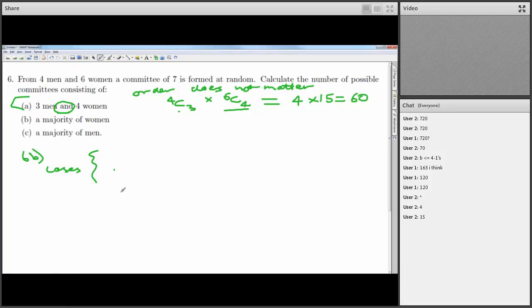So first of all, what are some of the cases? We've got to have men and women. So give me a case. How many men and women would you have to have to get a majority of women, which means more women than men? Okay, so you can have 3 men, 4 women. That would be a majority. Yep. What other cases can there be?